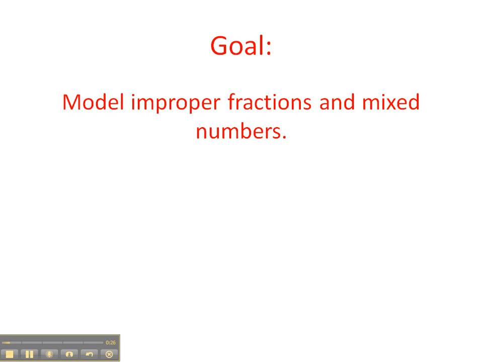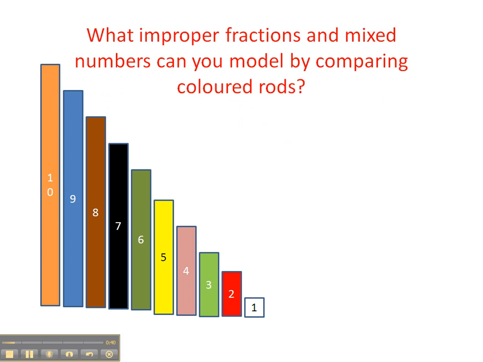You'll notice in your textbook that there aren't any questions. It's meant to be an exploration for you, and I'm going to give you an opportunity to pause the podcast at some point and think about what you would answer in this particular case. The textbook asks us, what improper fractions and mixed numbers can you model by comparing colored rods?